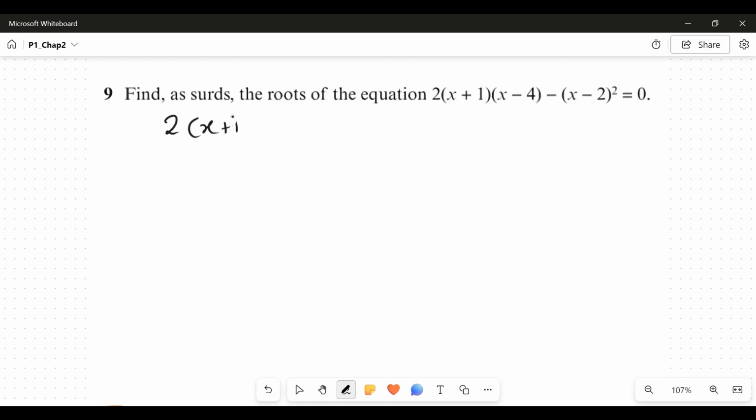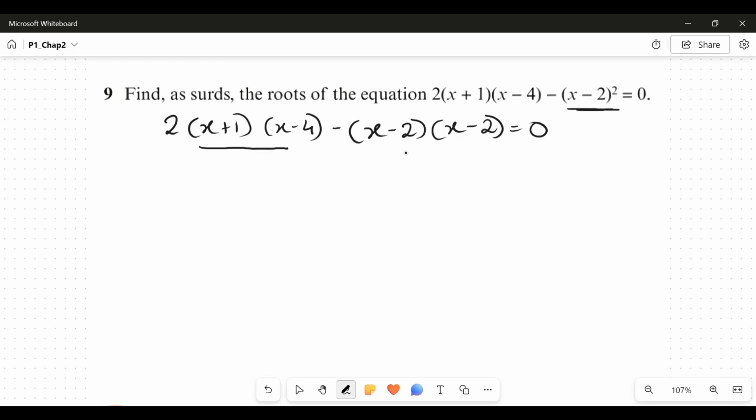So what I'm going to do is keep the first bracket and expand that as the product of two brackets. So instead of (x minus 2) whole squared, we can write it as (x minus 2) times (x minus 2) equals 0. Now, we can expand this bracket and we can also expand that bracket. Let's try to expand the first two brackets.